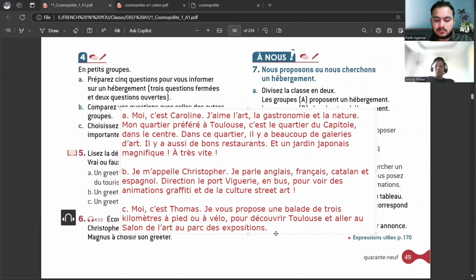So we have to choose and say why we chose him. You understood this? Yes. And the second one, this direction, Laporte Vigeri. It is the name of a port. So which host will you choose?